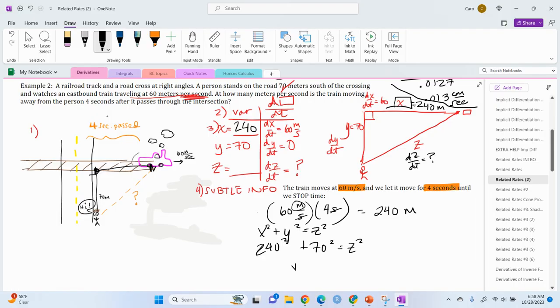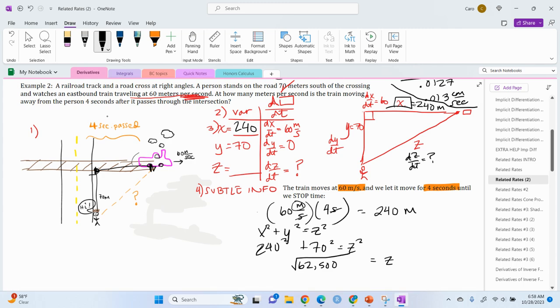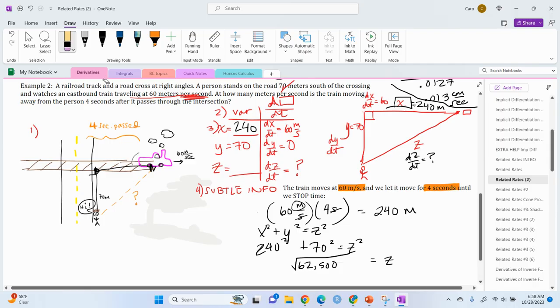So what this ends up being is 62,500. And you could obviously get that if you actually squared those and added them together. And then to find z, what you're going to do is the square root of each side. That's where the square root comes in. And this ends up being an exact answer of 25 for z. So I'm going to put 25 right there, and I'm going to put 25 right there.